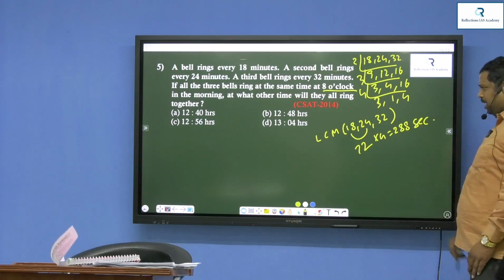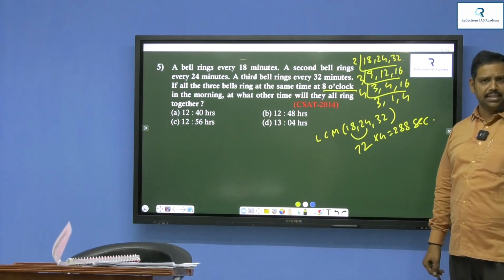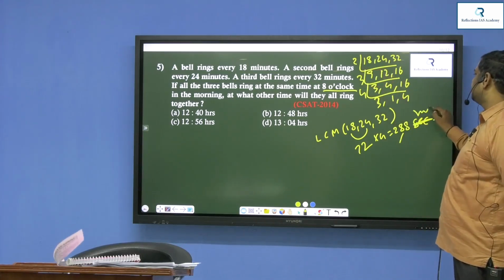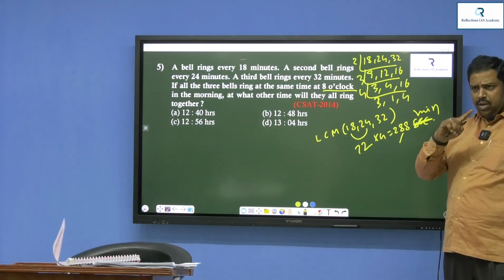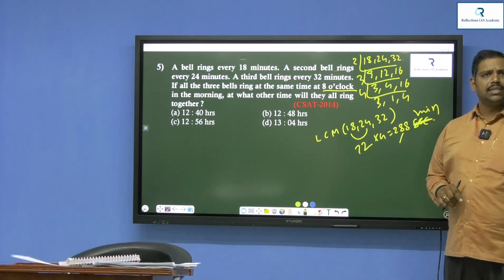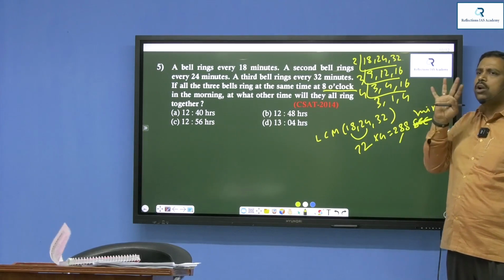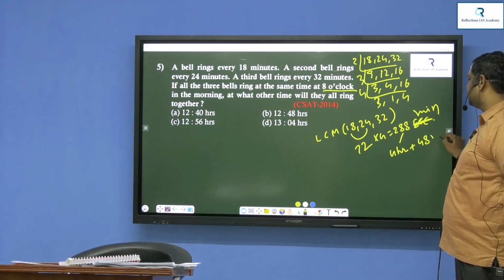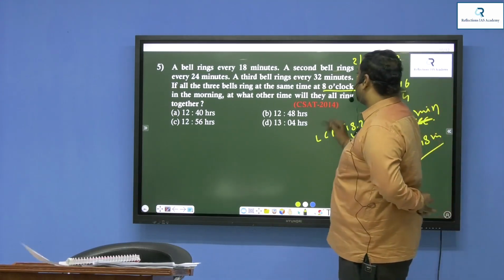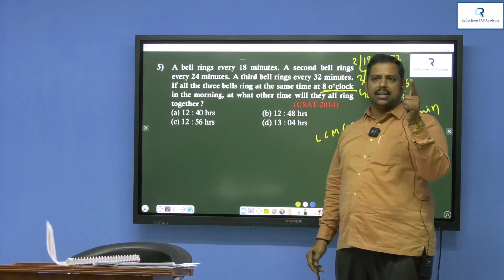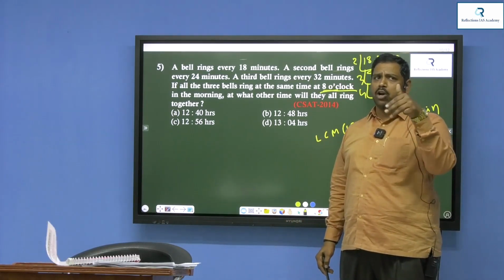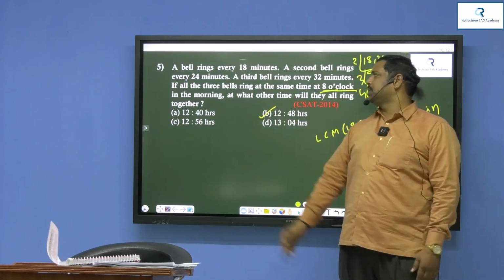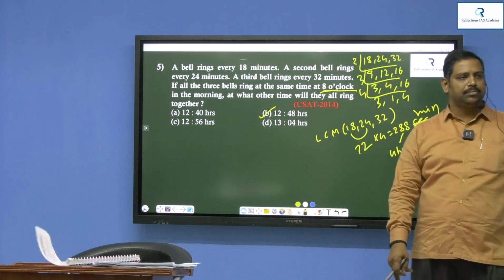288 means we have to convert it into hours. Sorry, those are already in terms of minutes, not seconds. Now we have to convert it into hours. 60 minutes means 1 hour. 4 times 60 is 240, so 4 hours is completed. 4 hours plus 48 minutes. So 4 hours 48 minutes after 8 o'clock: 9, 10, 11, 12. Now it will be 12 AM or PM? PM. So 12:48. That is B. Luckily, he has not specified AM or PM. That's the answer.